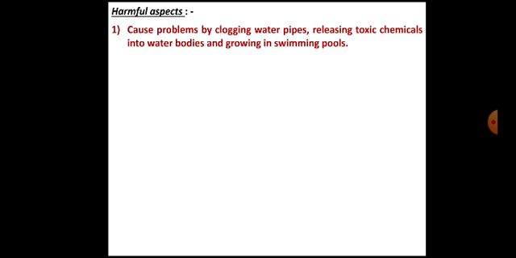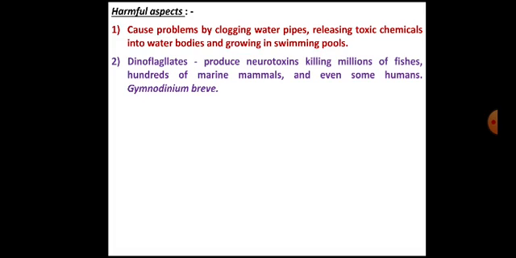Apart from that, there are a few harmful aspects of algae. For example, algal blooms are responsible for clogging of water pipes, releasing toxic chemicals into water bodies, and growing in swimming pools. Dinoflagellates are responsible for secretion of neurotoxins, which is responsible for the killing of fishes, and sometimes humans also.